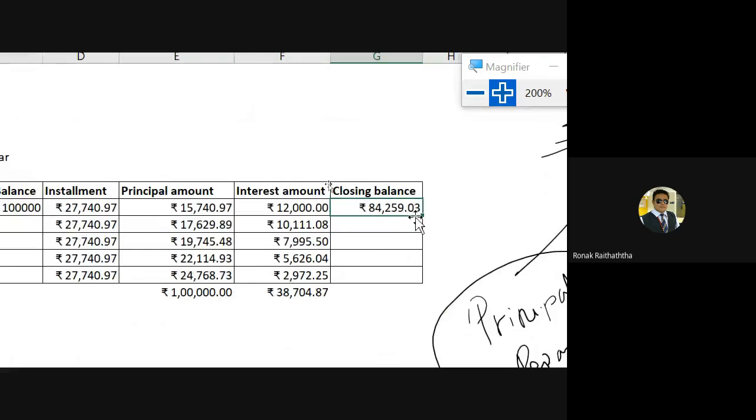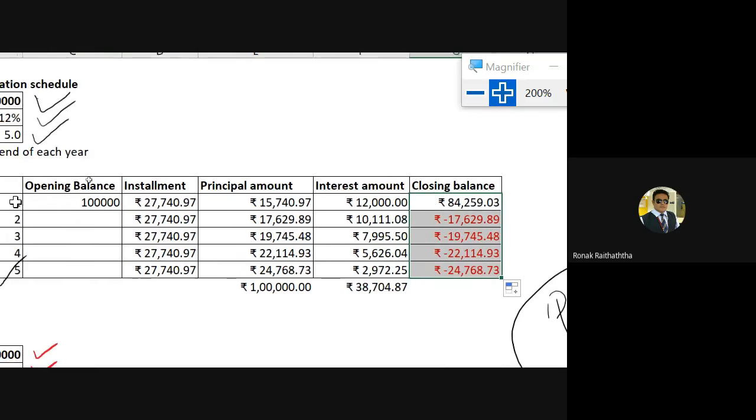So what I'll do, I'll go right inside. When this cross comes, I may just drag it down. That is one way. Another way is I can copy and paste it down. Third way is I can go over there and right click when this kind of cursor gets visible. So you have the closing balance for all the number of years.